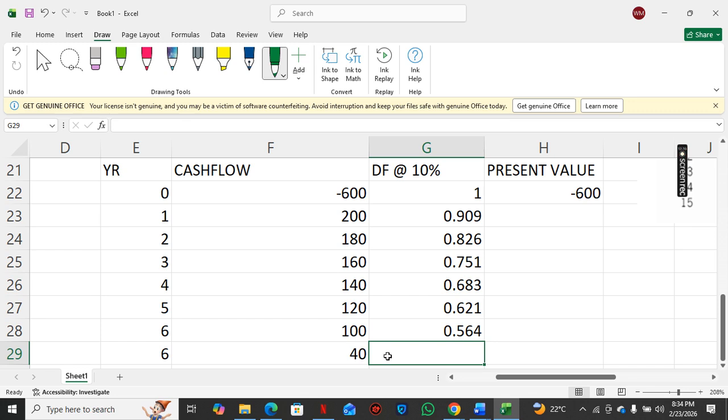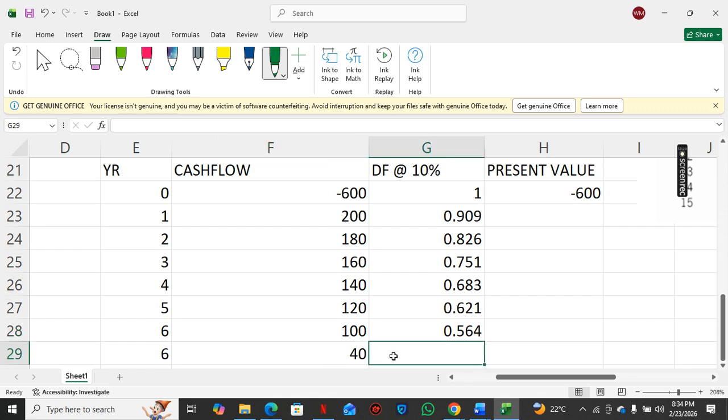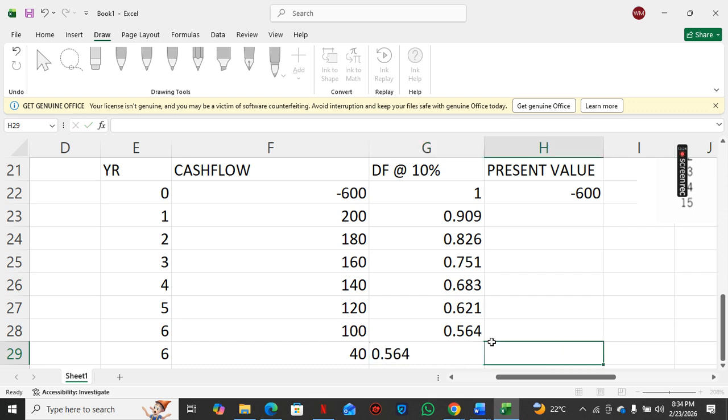Again for the scrap value. If we want for the scrap value, we can just add 40 plus 100, since both are in year 6. So you can just add them, so that you have 140. So we can just leave it like this. There will be no harm done.